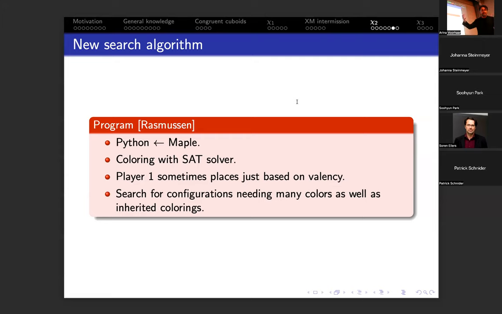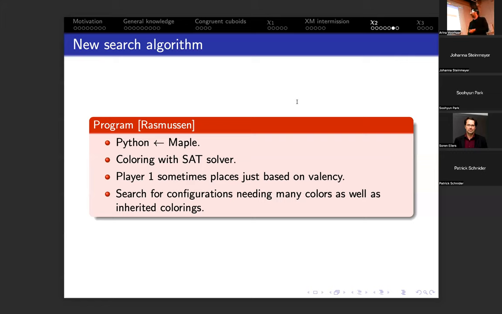If you do this experiment, of course, the way it works, you play this game, whenever you're player two, you have to recolor the whole thing. So it takes a very long time. And if your graphs get big enough, like 100 vertices or something like that, there's no way that Maple will be able to answer this.